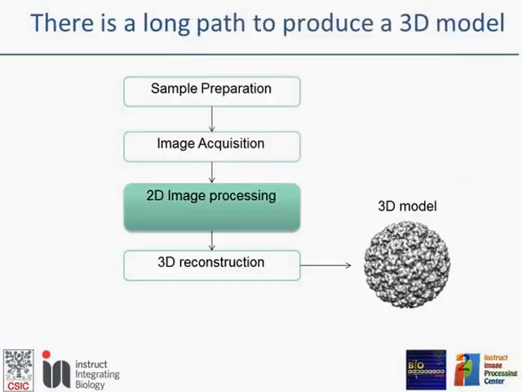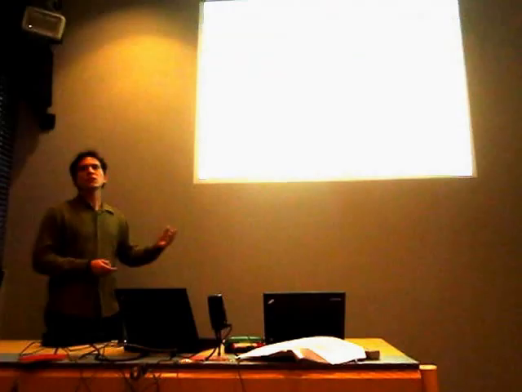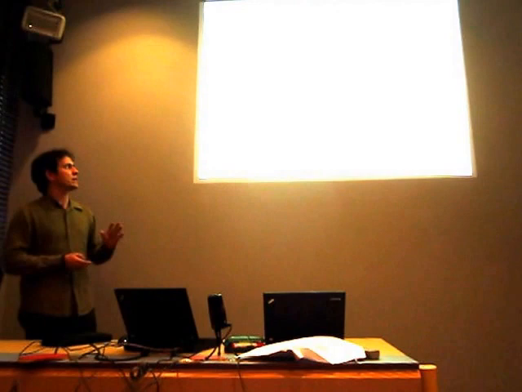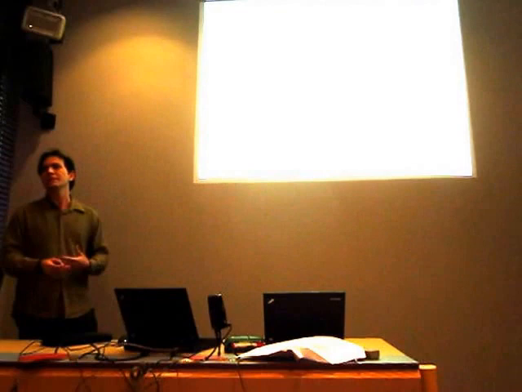So these are the basic steps. A normal project starts with a sample preparation, then you need to acquire some images. Then there is a 2D step of image processing. And at the end, the final goal is a 3D volume, a 3D model of the object under study. Even if the final goal is in 3D, the 2D part is very important because it's the previous step and will feed the 3D reconstruction.